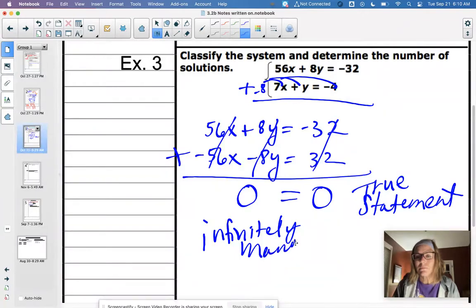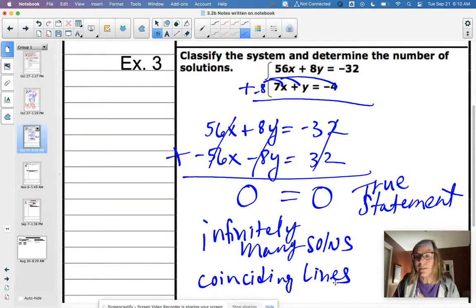which goes with coinciding lines. That means that if I would put these both in slope-intercept form, they would be the exact same line. So when it says classify and determine number of solutions, we would say infinitely many solutions, and they are coinciding lines.